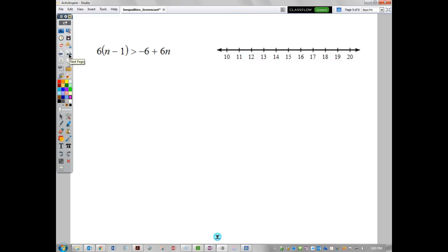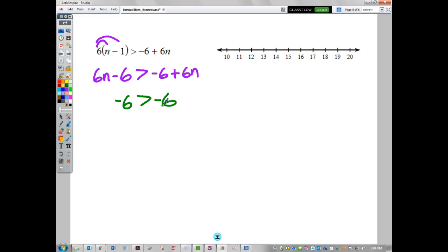All right, let's take a look at this special case. We've got n's on both sides, so let's distribute to start cleaning it up. 6n minus 6 equals negative 6 plus 6n. All right, I'm going to combine my like terms, so I'm going to subtract 6n from both sides, but look what happens. All of my variables cancel out.